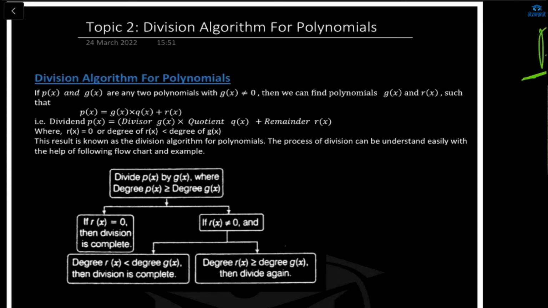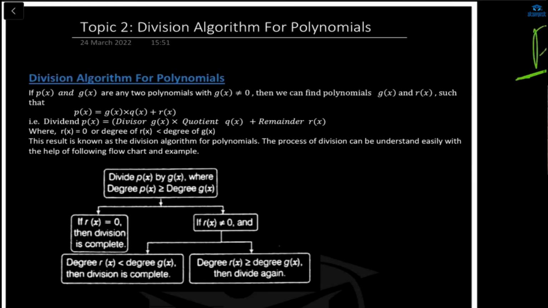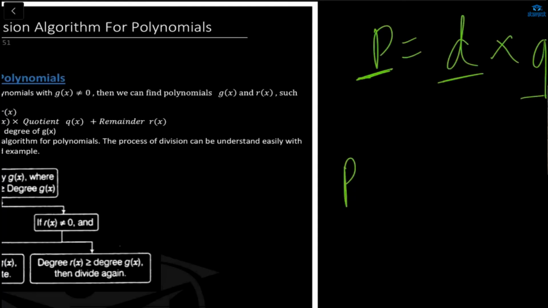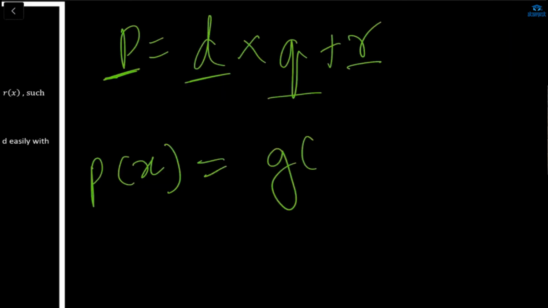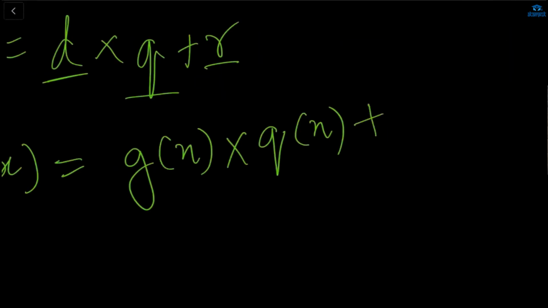It is not that you cannot use any other alphabet, but generally we use p(x). So I'm also using p(x). Okay, so p(x) is a polynomial, and we are dividing this particular polynomial by another polynomial, g(x). Here, in these two polynomials, g(x) should not be equal to 0, and we get q(x) and r(x) such that p(x) equals g(x) multiplied by q(x) plus r(x).